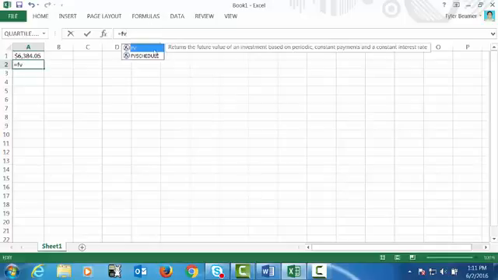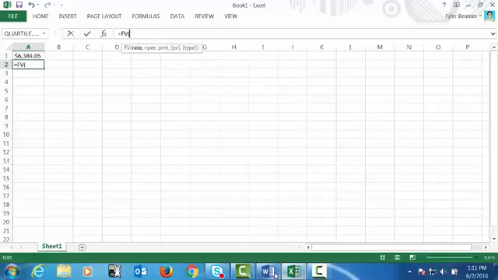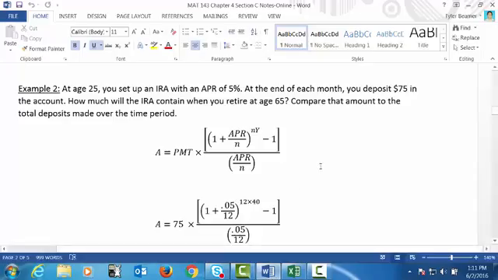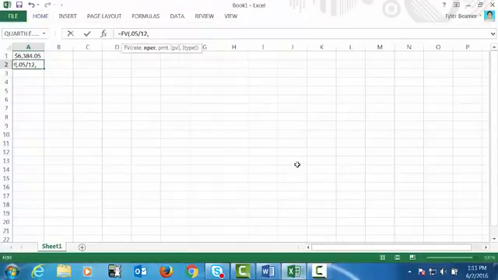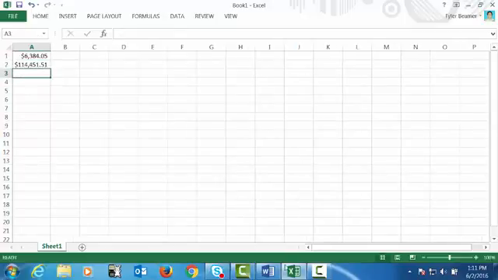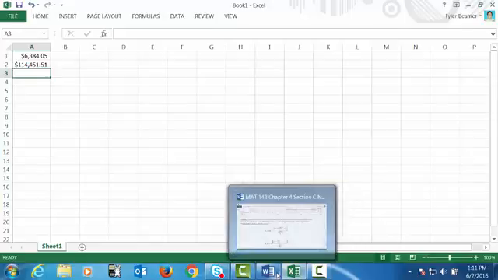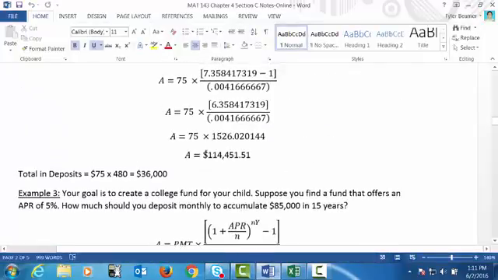Equals FV. Okay. Once again, I want the monthly interest rate, so 5% divided by 12. The NPER in this case is going to be 12 times 40, since the person invested for 40 years and they put in money each month. So 12 times 40, and then the payment was $75. I'm going to leave those other two fields blank. So $114,451.51, and that matches what we have here.